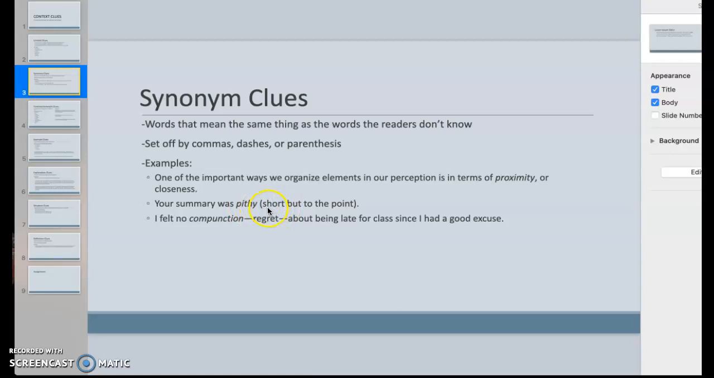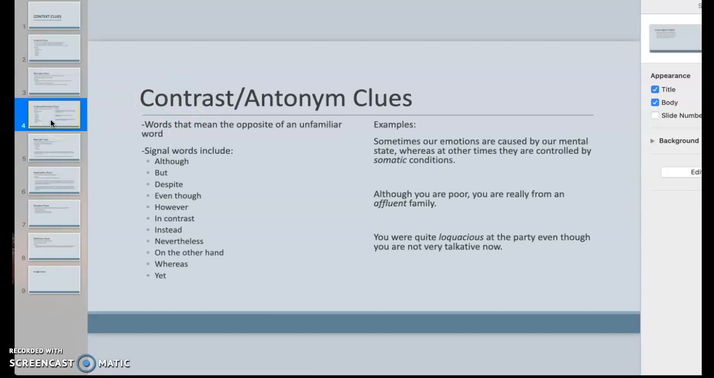All right, so synonym. We have compunction. I felt no compunction, hyphen, the word regret. Compunction and regret are synonyms. And so I felt no regret about being late for class since I had a good excuse. And a lot of times these synonym clues are placed in textbooks because they will give you the bolded word, and then right after that they will provide a definition. So that is a synonym clue.